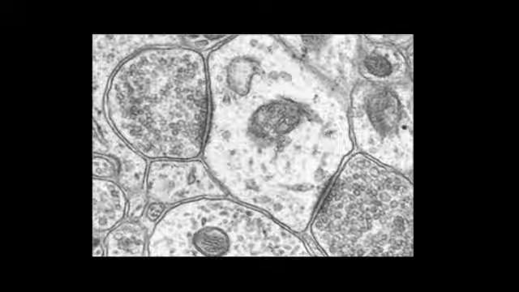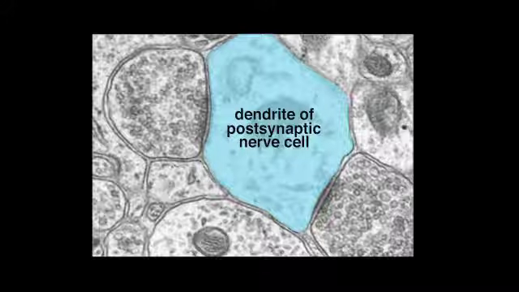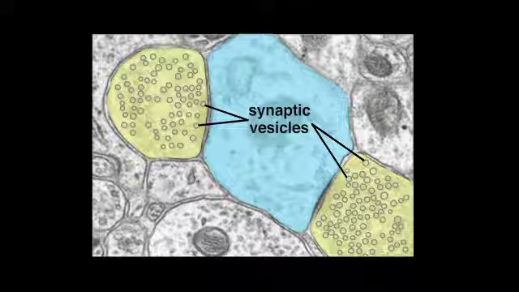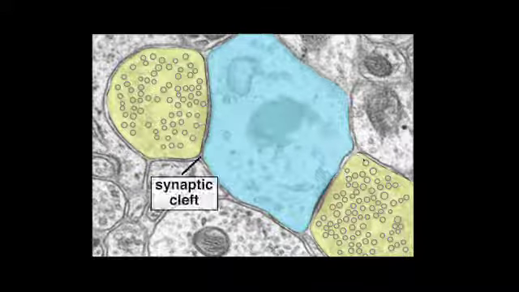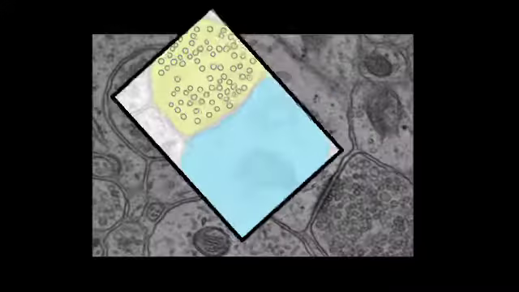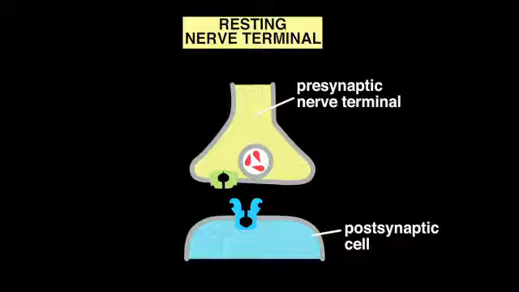Neurons transmit chemical signals across synapses, like the one shown in this electron micrograph. We can identify the dendrite of the receiving or postsynaptic cell, as well as two presynaptic nerve terminals loaded with synaptic vesicles. Note the narrow cleft separating the pre- and postsynaptic cells. The synapse converts the electrical signal of the action potential in the presynaptic cell into a chemical signal.